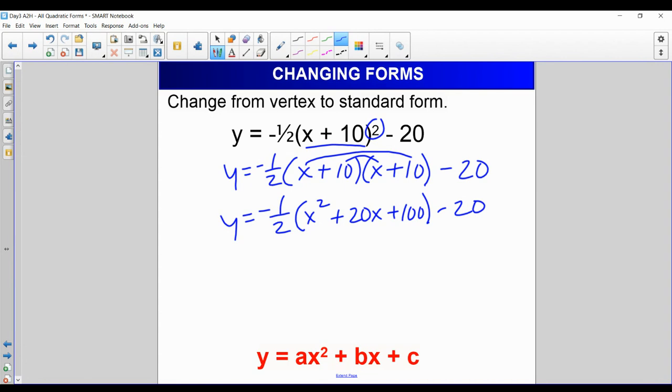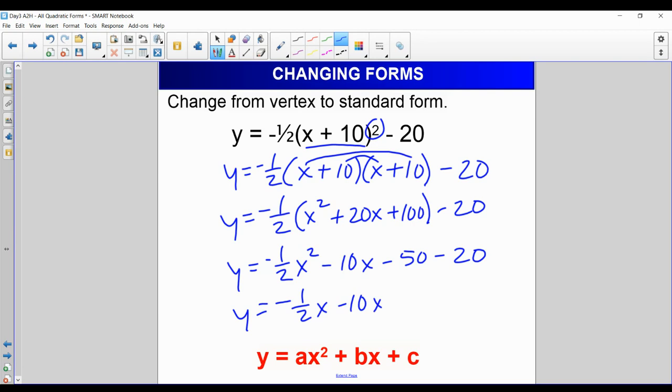Now I'm going to distribute my negative 1/2 and get negative 1/2 x squared minus 10x minus 50, and I still have that minus 20 out there. So last step, I'm going to combine those. And there I am in standard form.